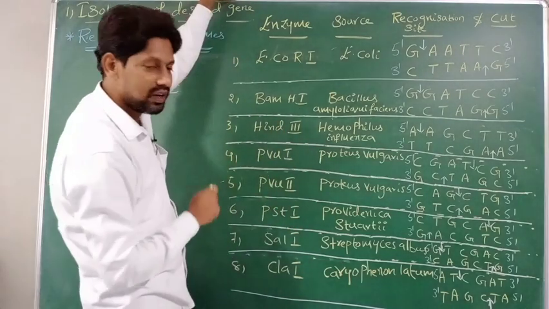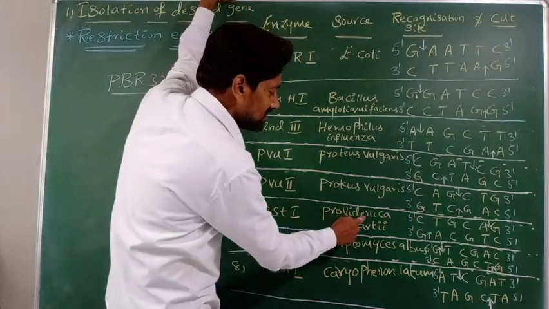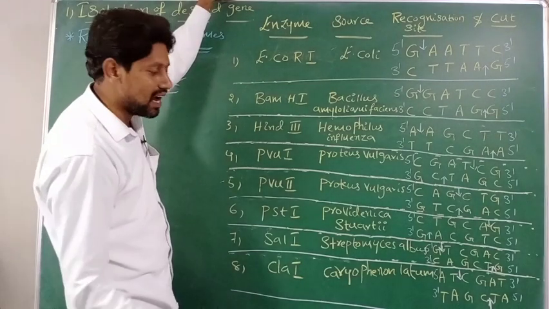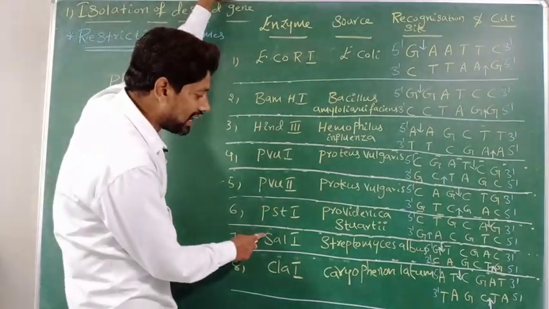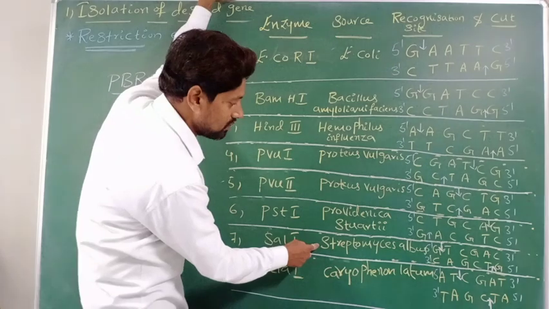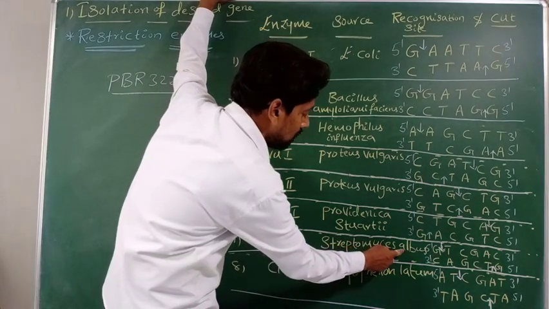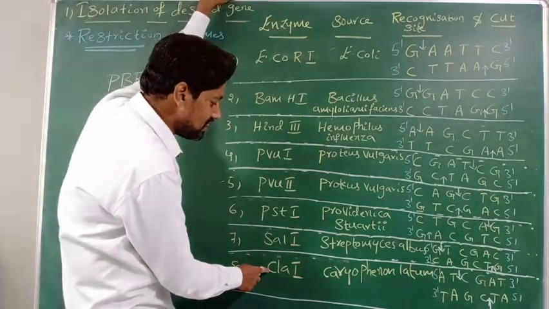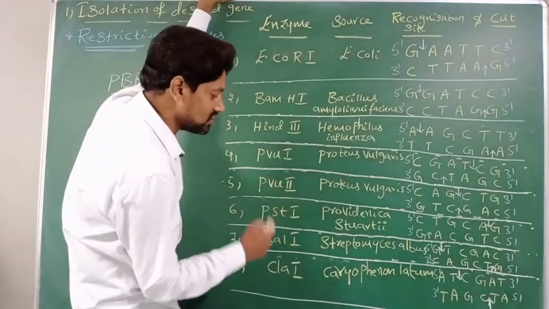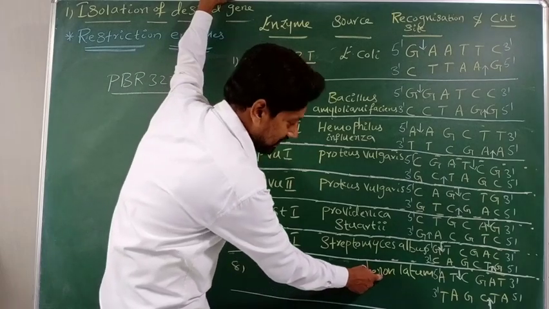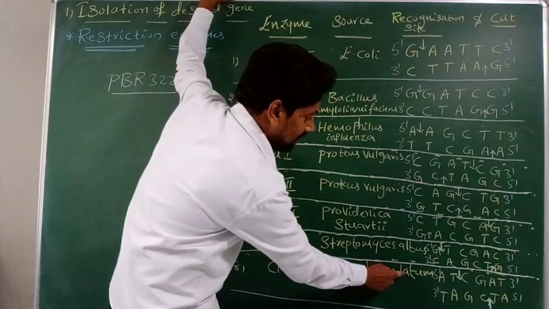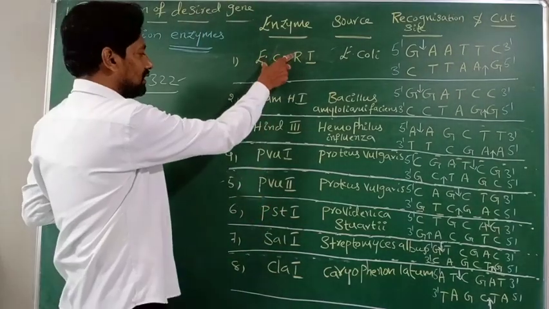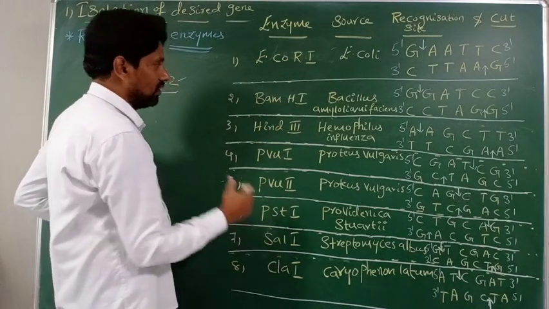PST1 is isolated from Providencia stuartii. Next, SAL1 is isolated from Streptomyces albus. CLA1 is isolated from Caryophanon latum. Therefore, all these are restriction endonucleases.